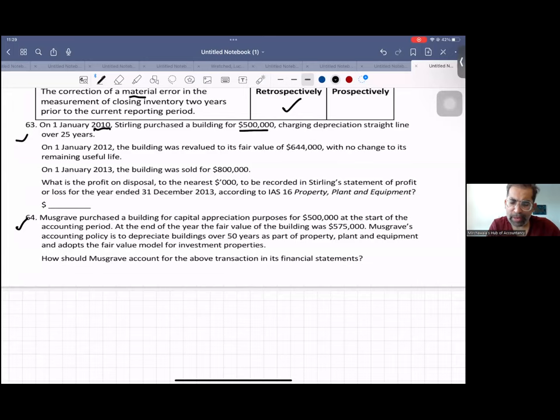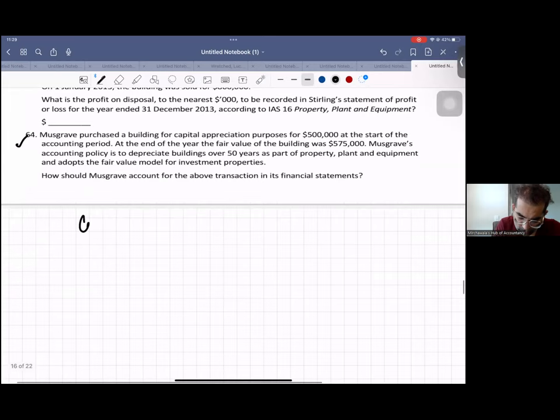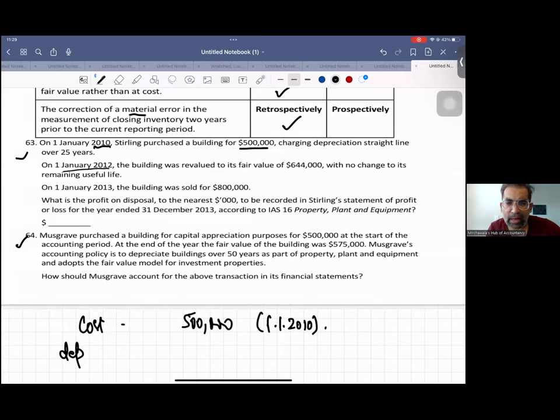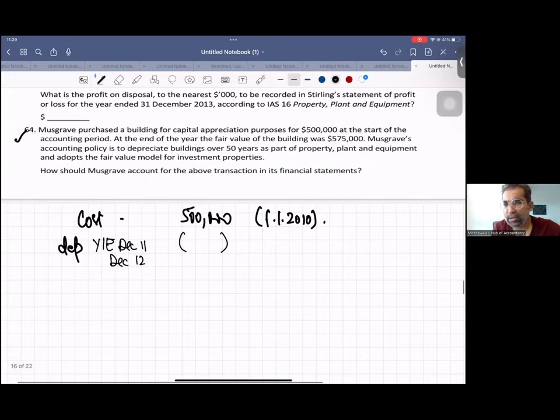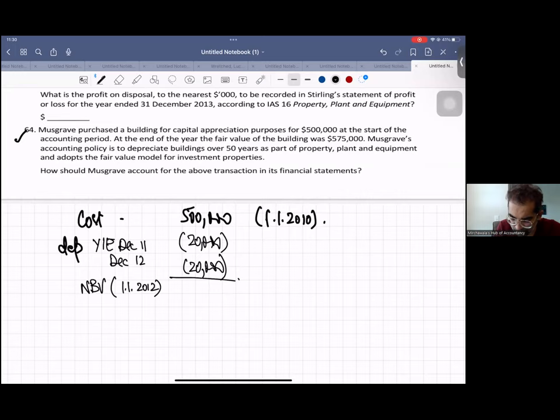So 500,000 divided by 25. Okay, now depreciation. After 2 years, they are revaluing it. So depreciation for the year ended December 11 and then December 12. 500,000 divided by 25 years is 20,000. So 20 and 20. It's going to be NBV at 31/12/2012 of 460. That means at the date of revaluation, your net book value is 460,000.